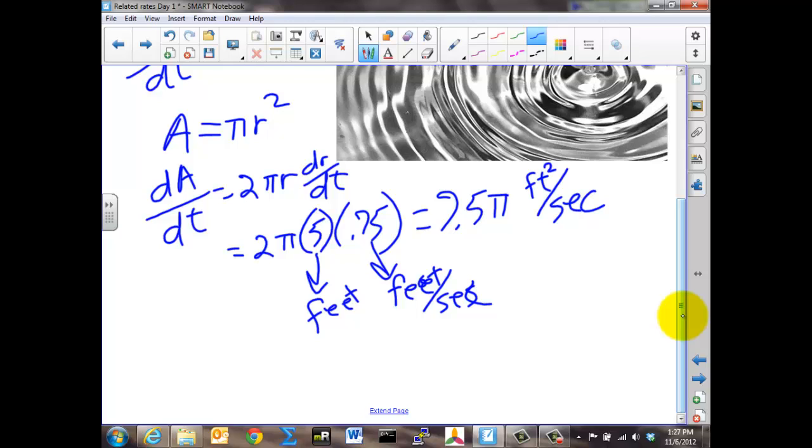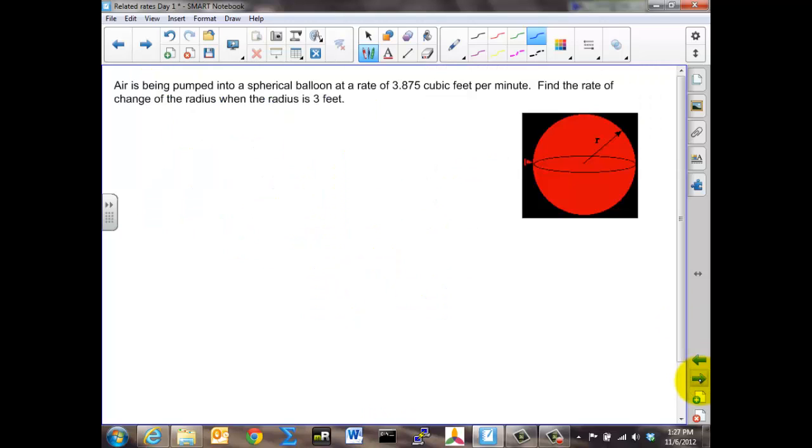The reason I'm writing that out is that I think it's a very good way for you to check your answer. If you've got seconds there and feet per second there, you're not going to get feet squared per second over here. So be sure your units match up with what you want in the end. All right, let's look at another problem.